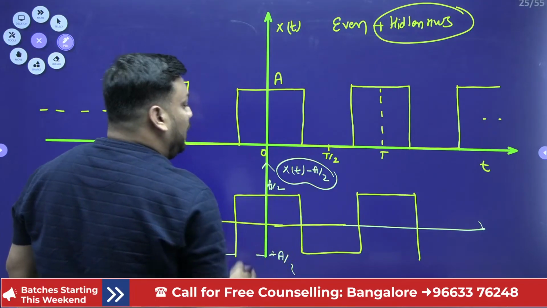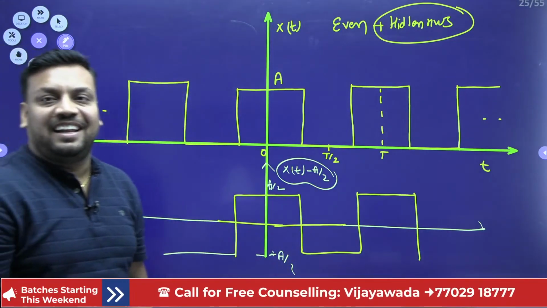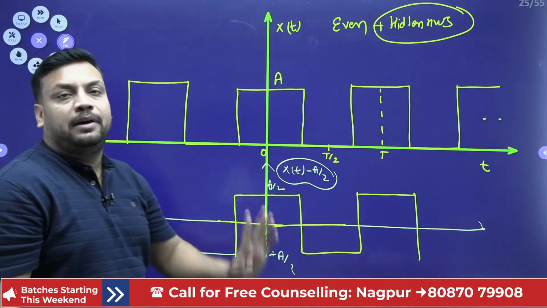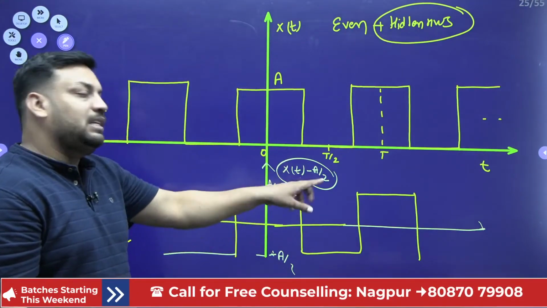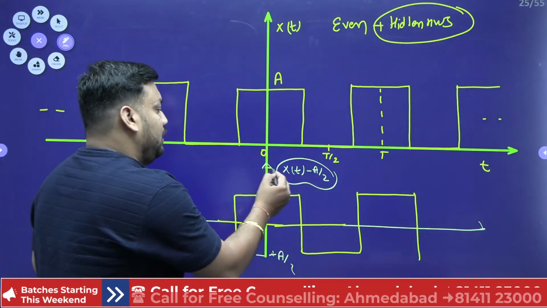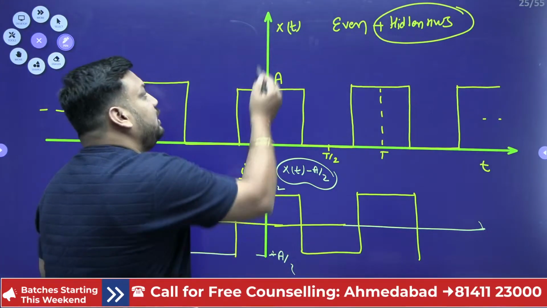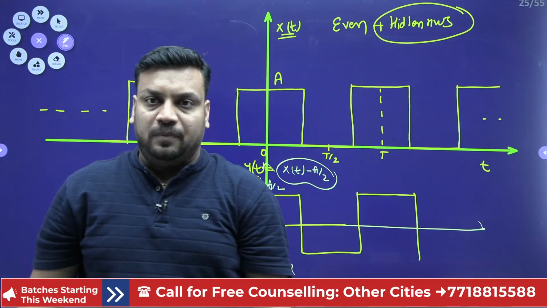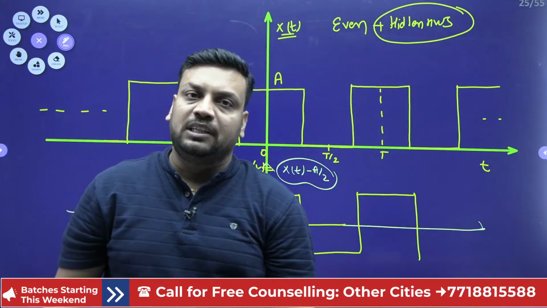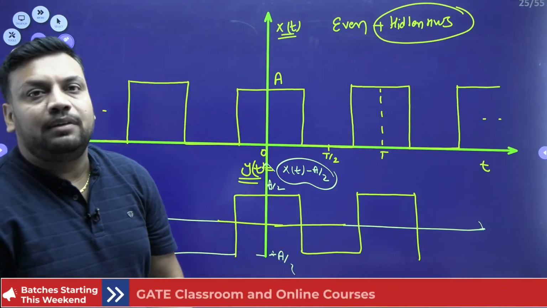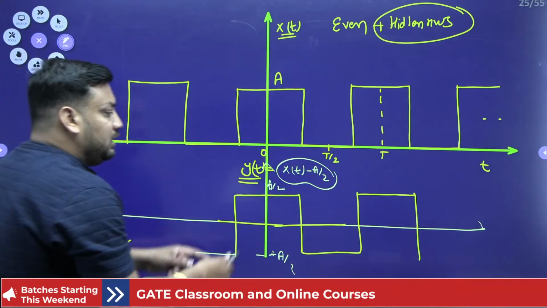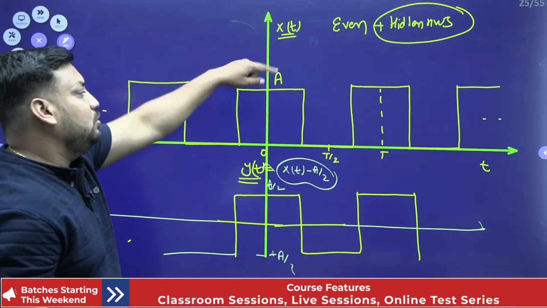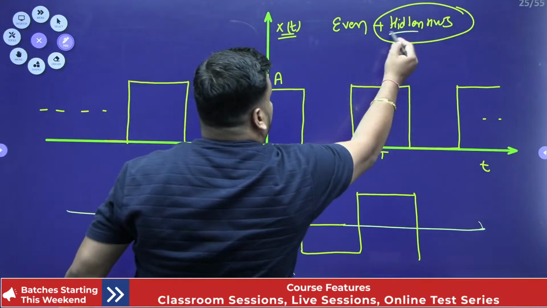But what is the good part? As far as harmonics are concerned, harmonics will be the same for x(t) as well as x(t) minus A by 2. Let me call it y(t). So y(t) and x(t) both have the same harmonics. Only the DC value makes the difference. For y(t), the DC value is 0, but for my original signal x(t), the DC value is not 0 because it is hidden HWS.